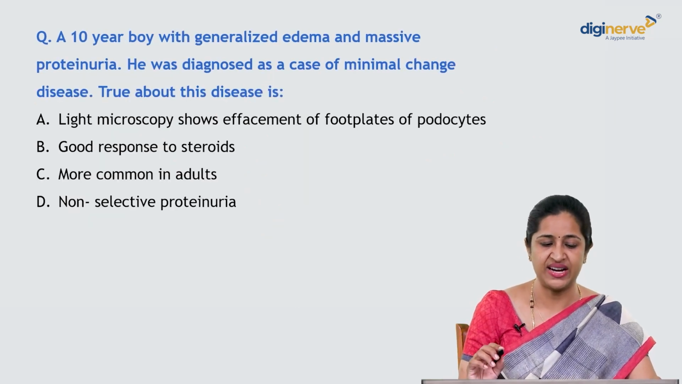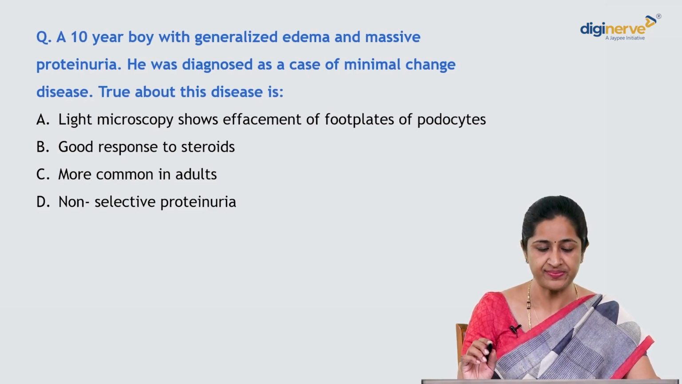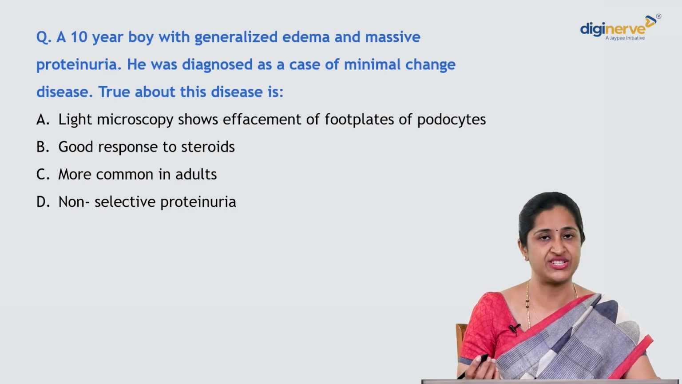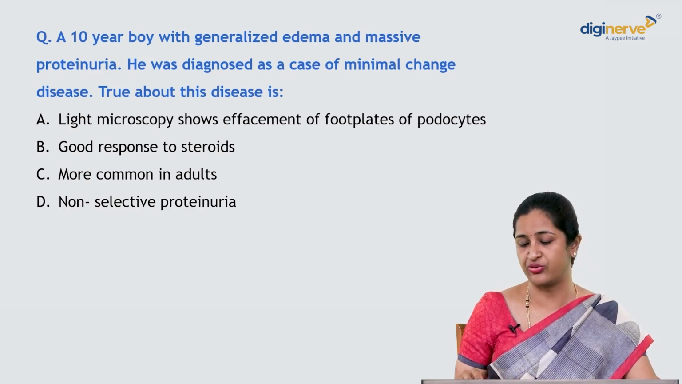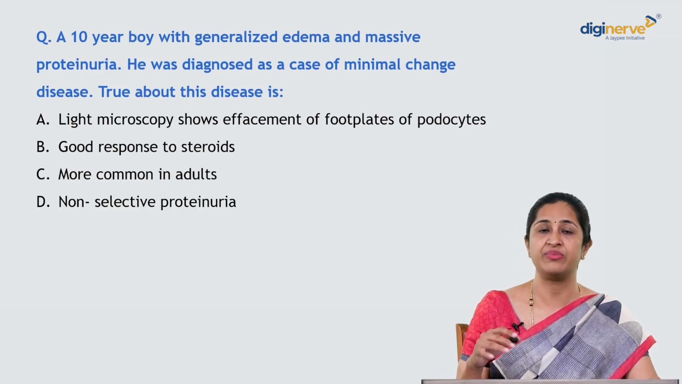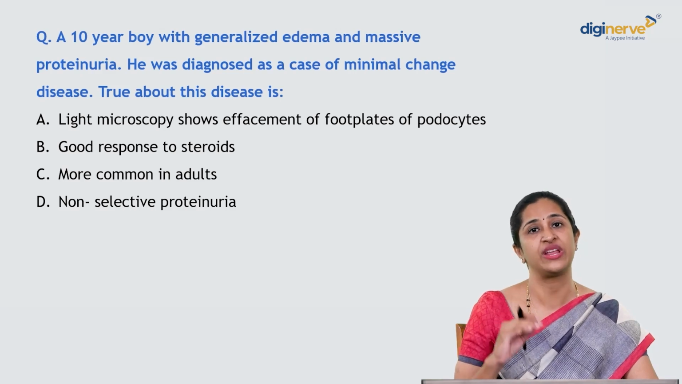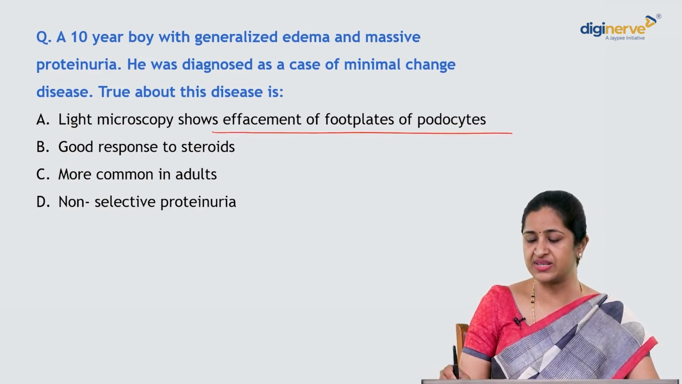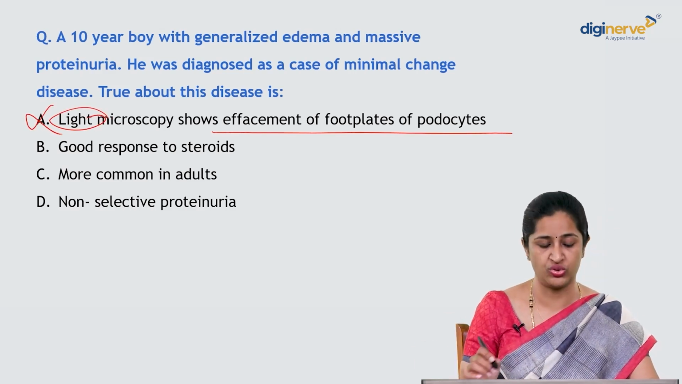Next question. A 10-year-old boy with generalized edema and massive proteinuria has come. He is diagnosed as minimal change disease. What are all the features of minimal change disease? Light microscopy shows effacement of foot processes of podocytes. Remember, light microscopy can only show you the glomerulus. It cannot show you foot effacement of podocytes. So that is why foot effacement is correct with minimal change disease, but light microscopy cannot show you this.